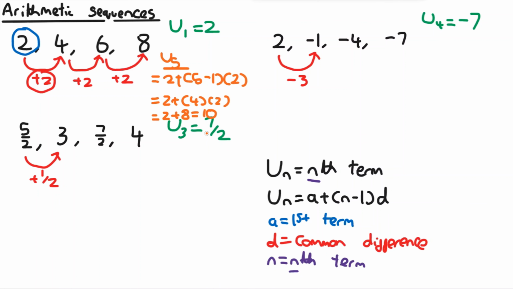So u5 is equal to 10, and we can see this if we just extend the sequence. So 2, 4, 6, 8. If we plus 2 to 8, it would be equal to 10. So we can see that u5 would be equal to 10.